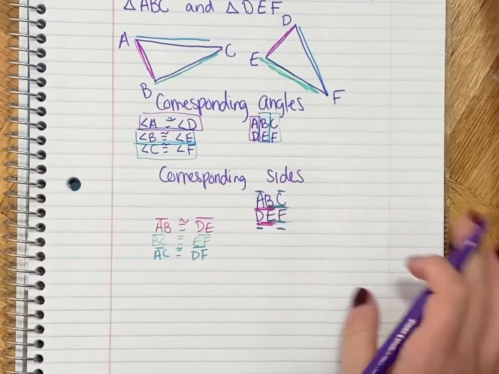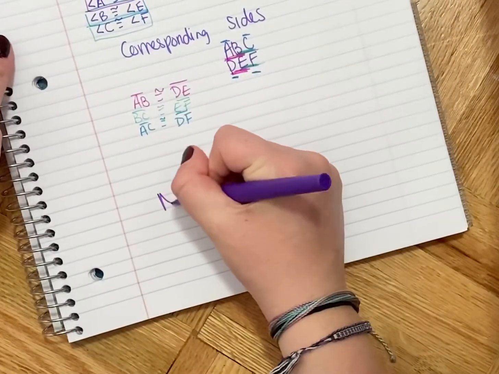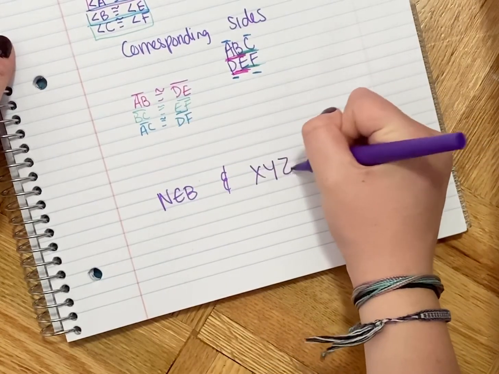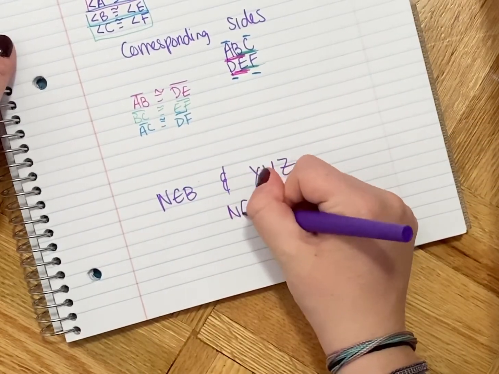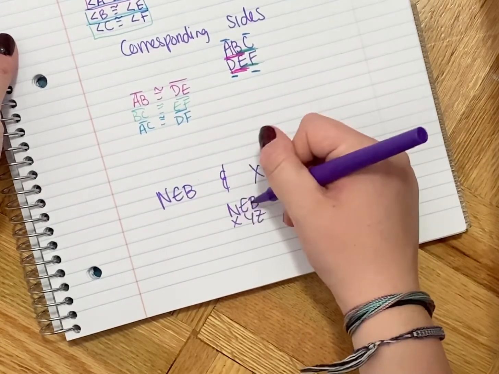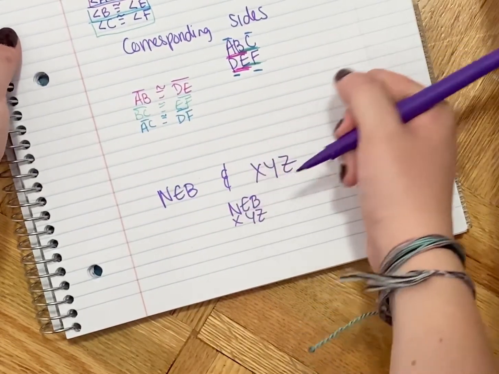No matter what it is, if it's like NEB and XYZ, same thing, just write them like this, NEB, XYZ, and you can easily see which ones have to correlate, okay?